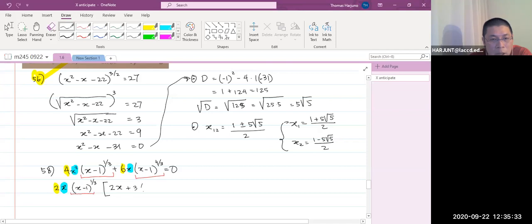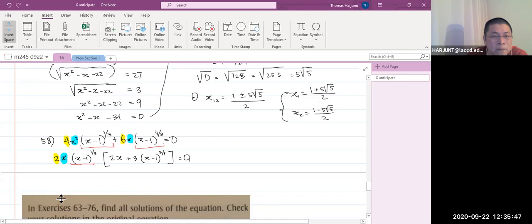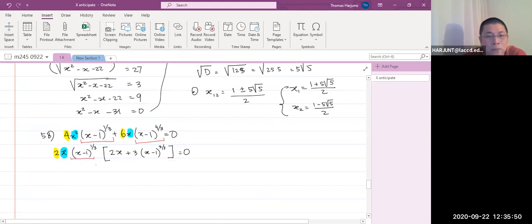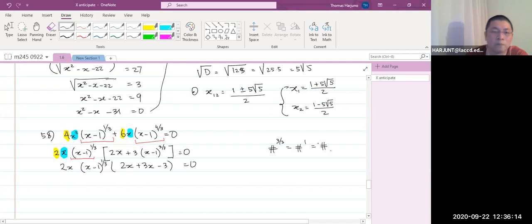Plus 3 times, if you pull 1/3 out, you get x minus 1 to the power of 3/3 here, which is equal to 1. So if I go on, this is 2x times x minus 1 to the power of 1/3 times 2x plus 3x minus 3 equals 0. By the way, blah to the power of 3/3, that's just blah to the 1, which is blah. Don't forget that.